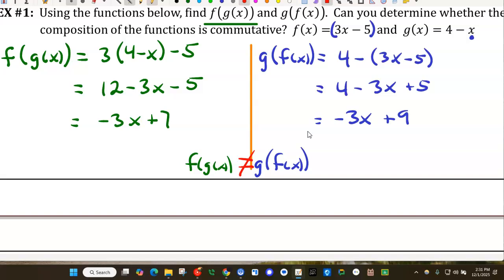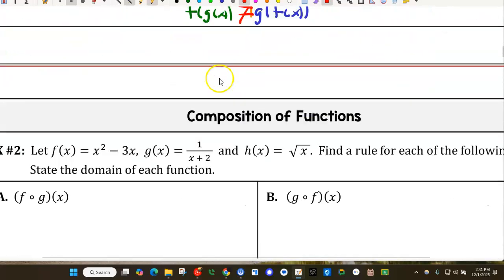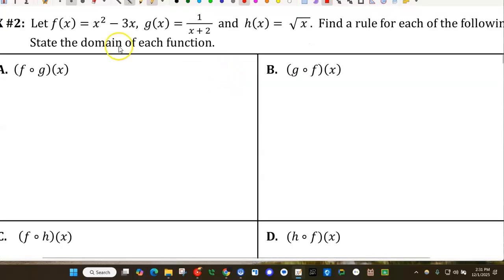Now, there are certain cases where they do come out the same, and that's how you know they have a relationship called being inverses of each other. We'll look at that a little bit later. So far, it's just algebraic, and composition is non-commutative: order matters.